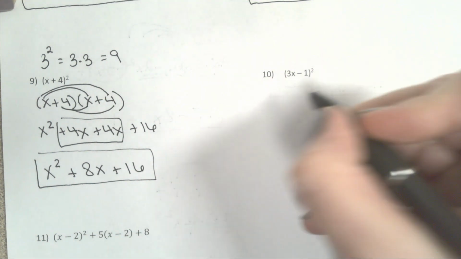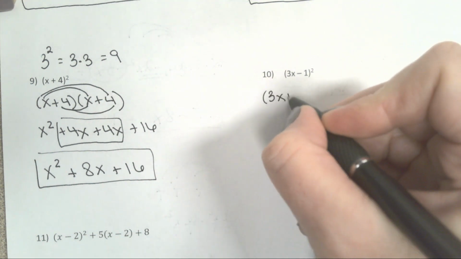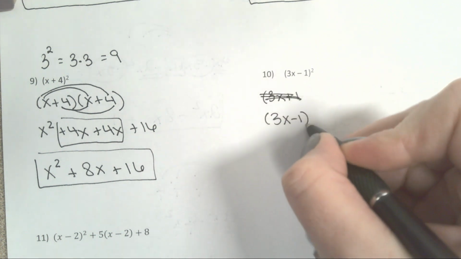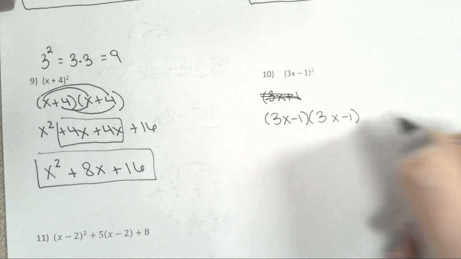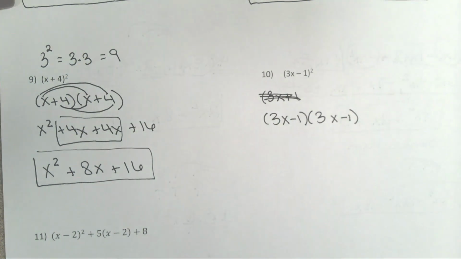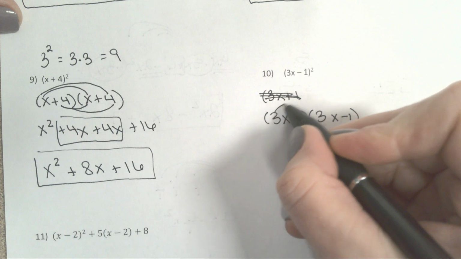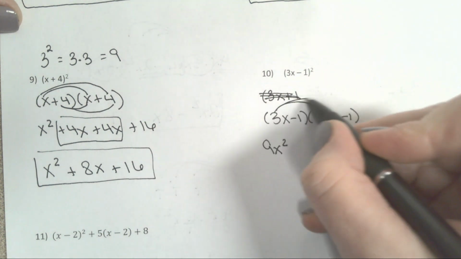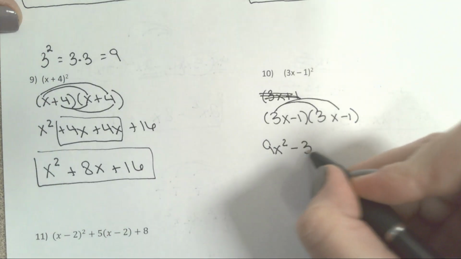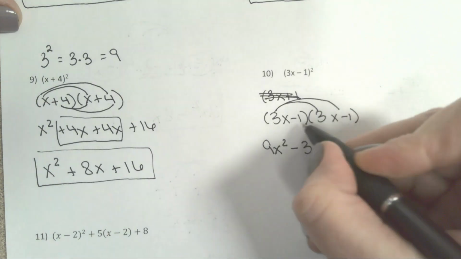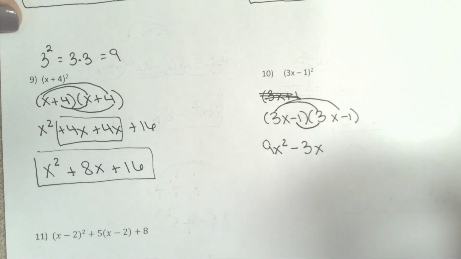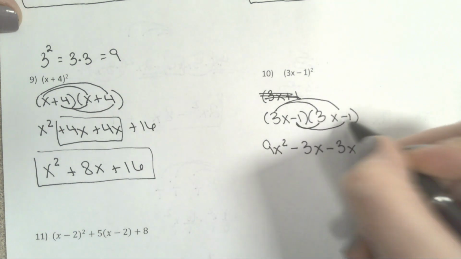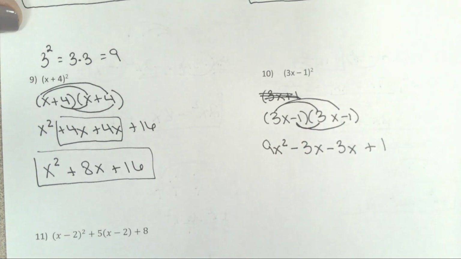And then on this one, anytime you see square, the first thing you do is you write it out correctly. 3x minus 1 times 3x minus 1. Now we're going to FOIL, multiply, distribute. 3x times 3x is 9x squared. 3x times negative 1 is negative 3x. Now distribute the negative 1. Negative 1 times 3x is another negative 3x. Negative 1 times negative 1 turns into plus 1.